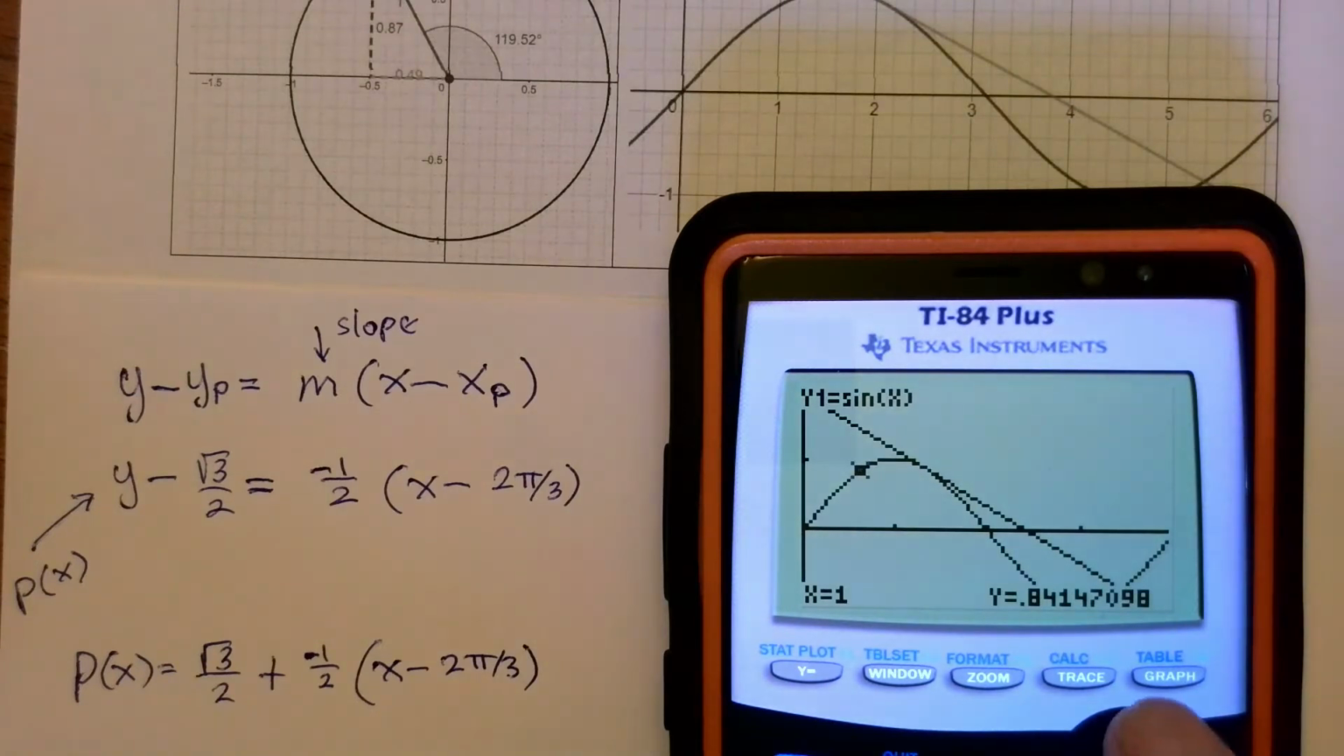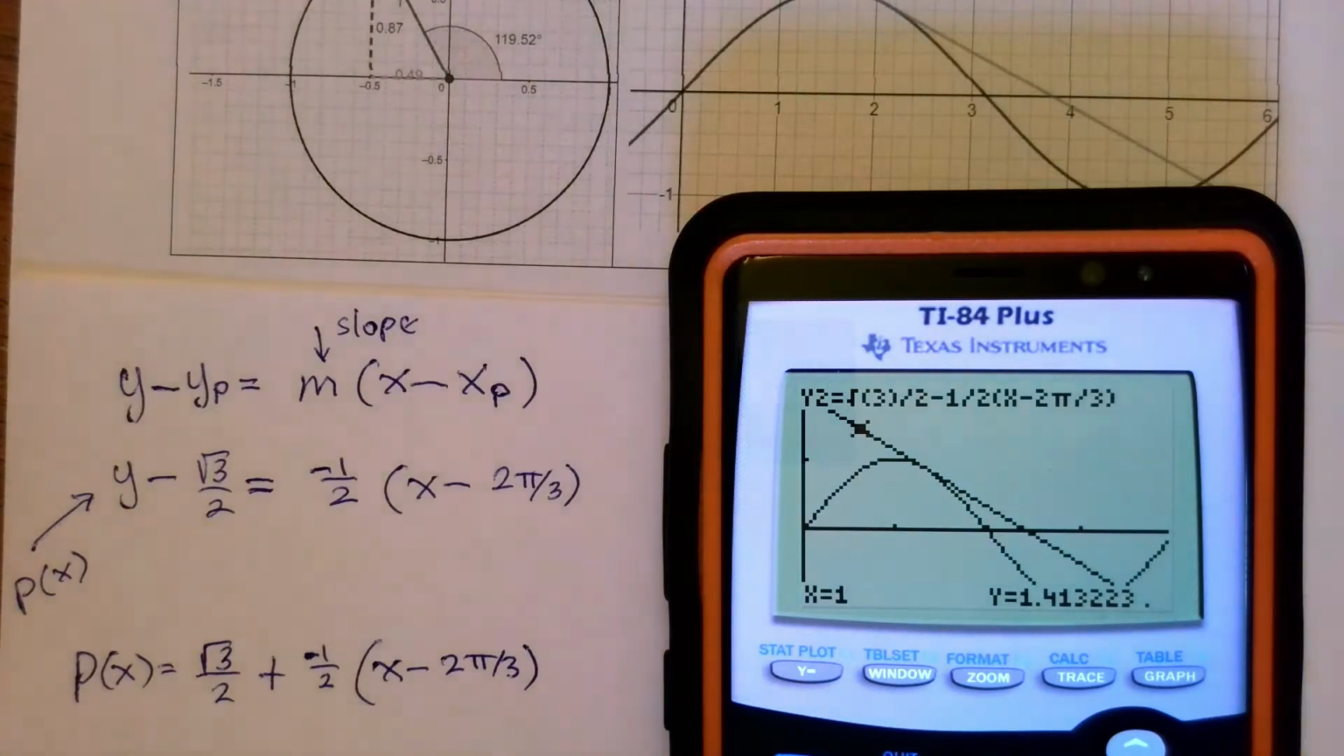Now go to the tangent line and trace to x equals 1. And you get a much, much too high value of 1.41, which is about 0.6 units too high for something that was only 0.8 in the first place. That's roughly 75% error, and that's terrible.